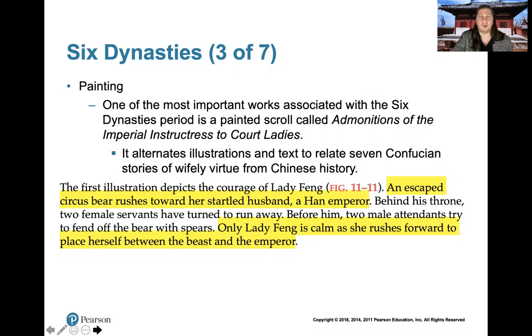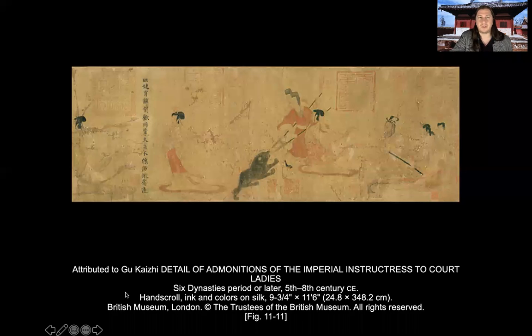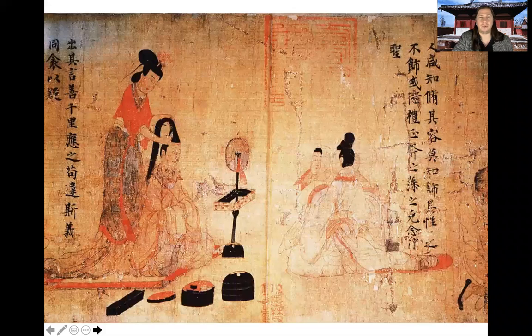This is an example of painting from the period that does actually show Confucian values. It's basically a guidebook for how noble women should behave themselves. So basically what we're seeing is a circus bear attacking the emperor. And this woman, who's one of his wives, is standing in between her husband and the bear. So that's an example of her performing her Confucian duty.